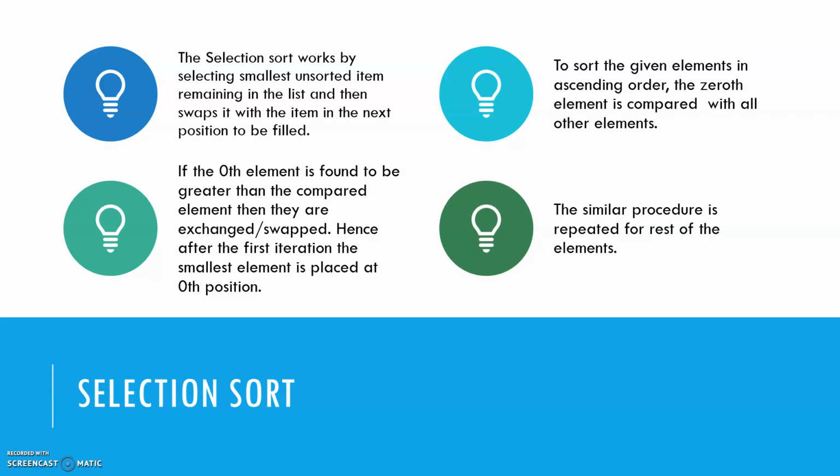Selection sort. The selection sort works by selecting the smallest unsorted item remaining in the list and then swapping it with the item in the next position to be filled. If the zeroth element is found to be greater than the compared element, then they are exchanged or swapped. Hence, after the first iteration, the smallest element is placed at zeroth position. To sort the given elements in ascending order, the zeroth element is compared with all other elements. The similar procedure is repeated for the rest of the elements.